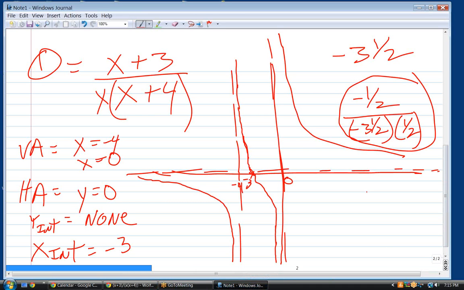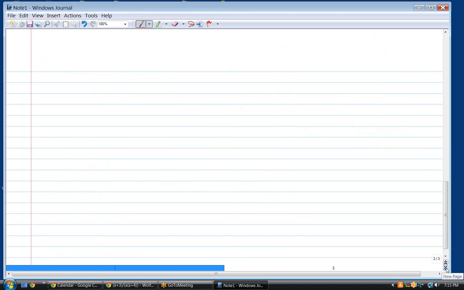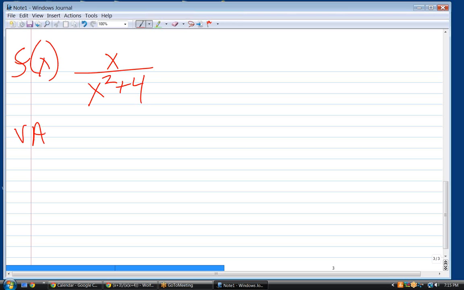Okay. What else? X over x squared plus 4. Vertical asymptotes. 2, -2. Is there anything that makes the denominator 0? 2 and -2? No, it doesn't.